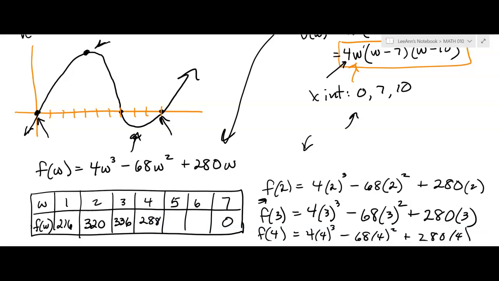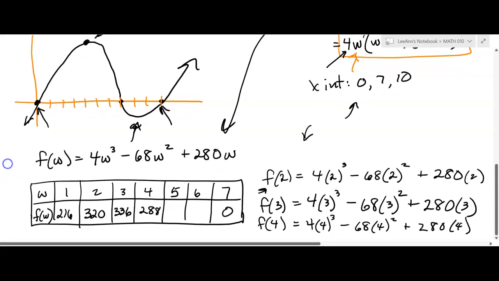Notice that, I'm kind of down here on the end of the screen here, but it was 216, right? Then it went up to 320. This is volume we're calculating. Then it went up to 336, and now it's on its way back down, 288. So somewhere between, we don't know that it's a maximum at 3, because it could be going up a little bit more and then start coming down, but it's somewhere between 2 and 4. So somewhere between 2 and 4, there's going to be a maximum.